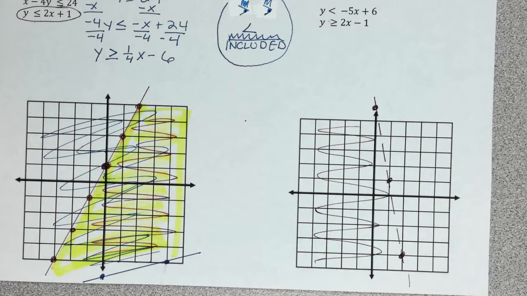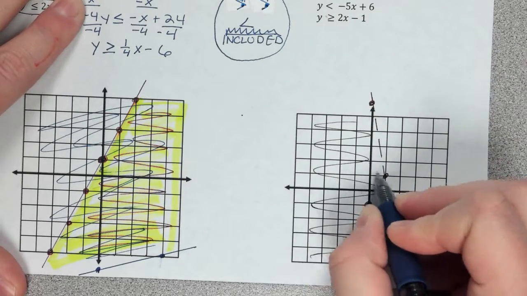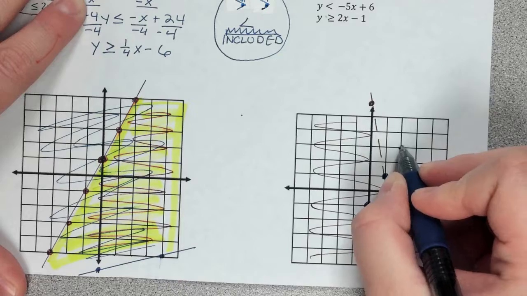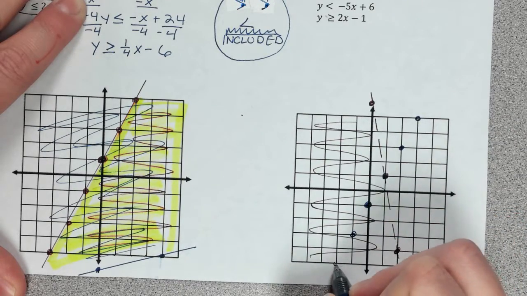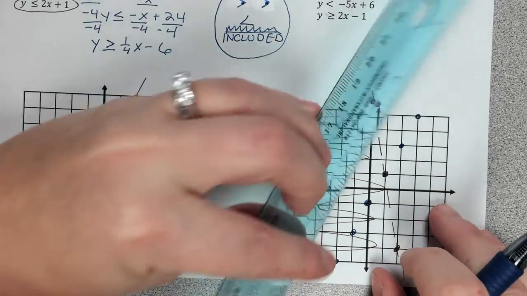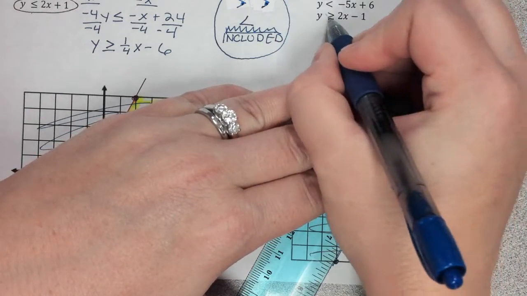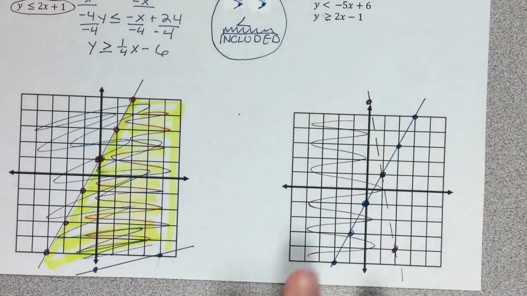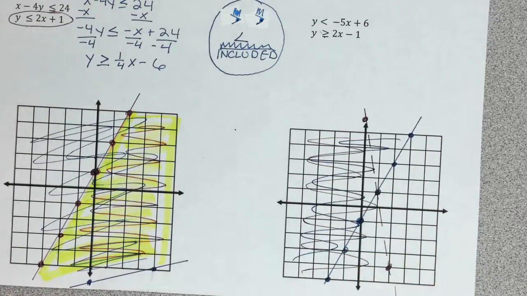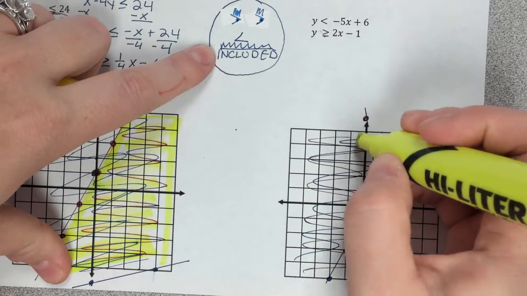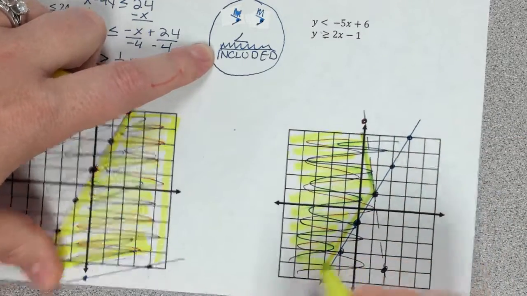My next one, I'm going to start at negative 1, come up 2 over 1, up 2 over 1. Make sure you follow this in the other direction. And again, this one is going to be a solid line because of that equal to symbol right there. And I'm going to shade above. So everything again within this highlighted area is going to be a solution.